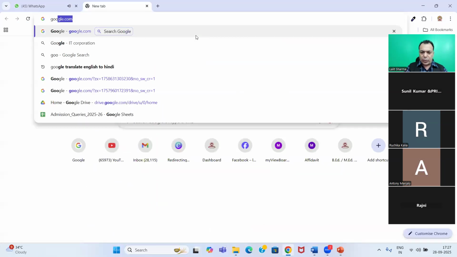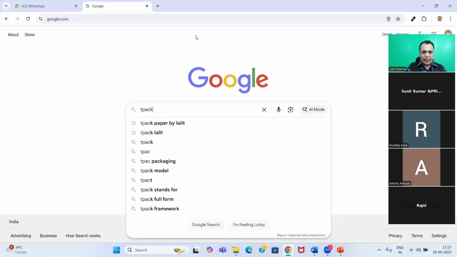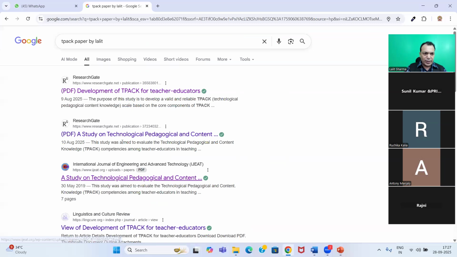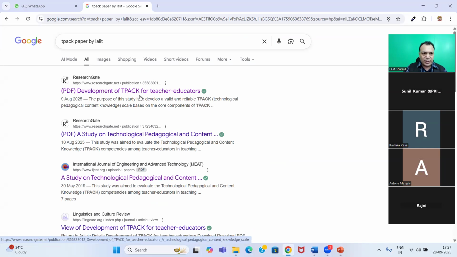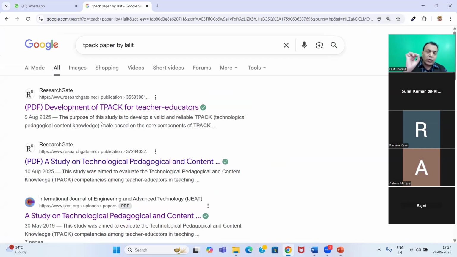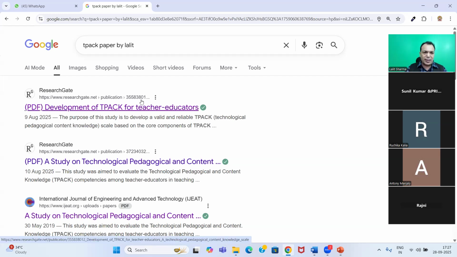I'm going to open Google, and if you search for TPAC paper by Dr. Lalit, right? So guys, you will see ResearchGate. You can see that ResearchGate is one of the top-level journals, yes, Scopus-indexed journals they call it, top level. I'm not talking about myself, but just for your knowledge: if a person has publications on ResearchGate, it means the person has done a lot of hard work. So my paper is on ResearchGate, this is my tool.